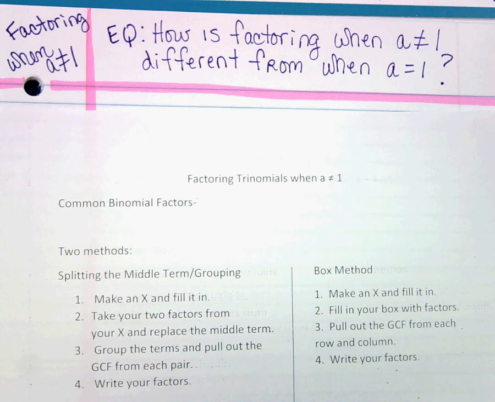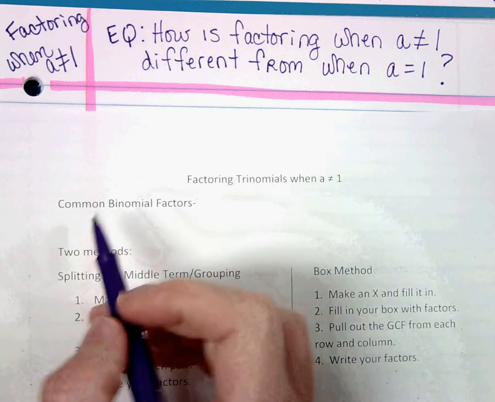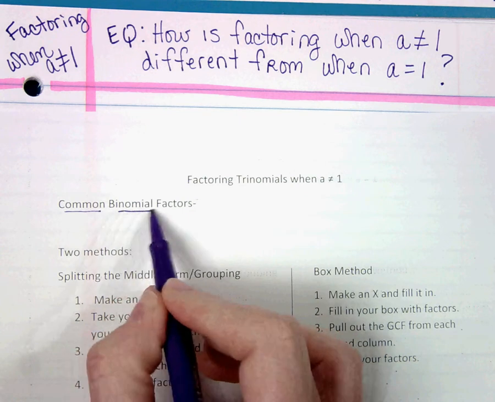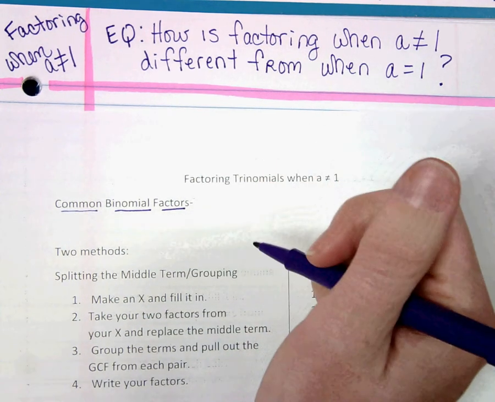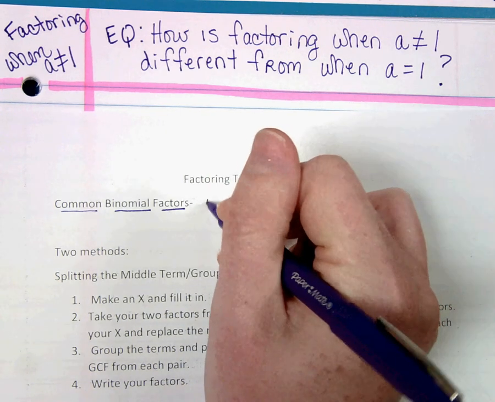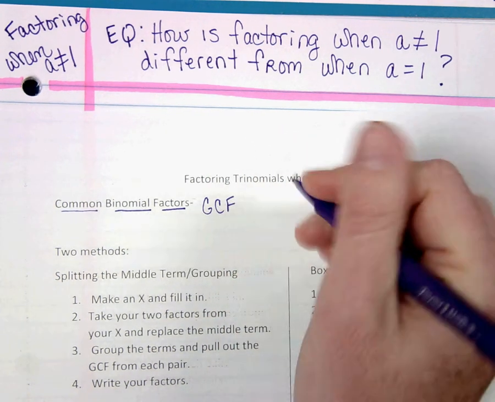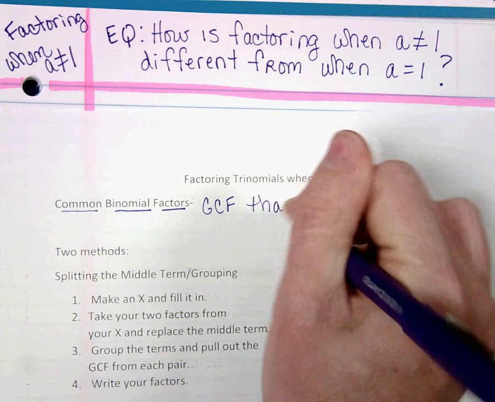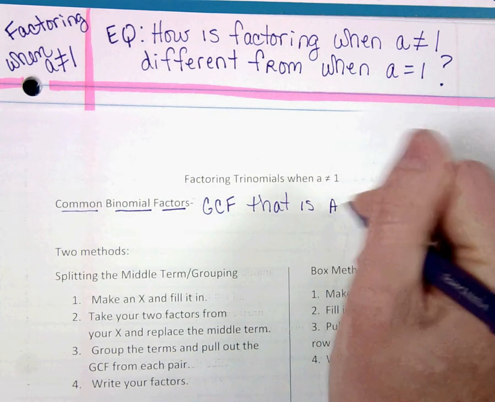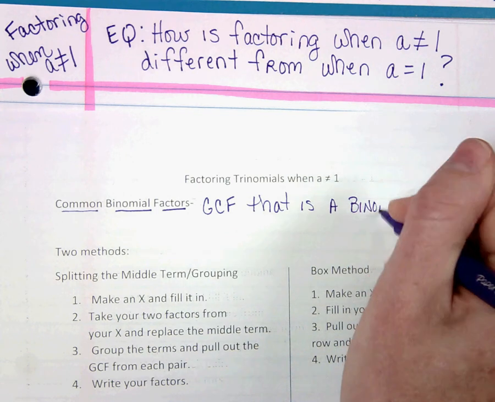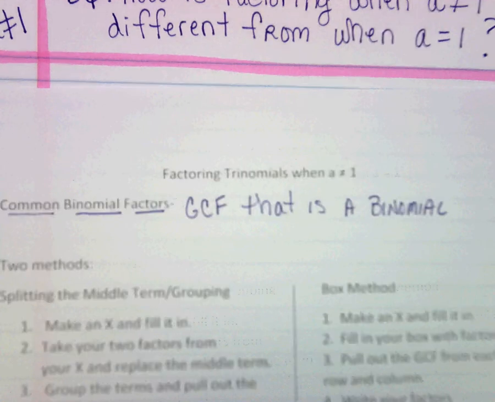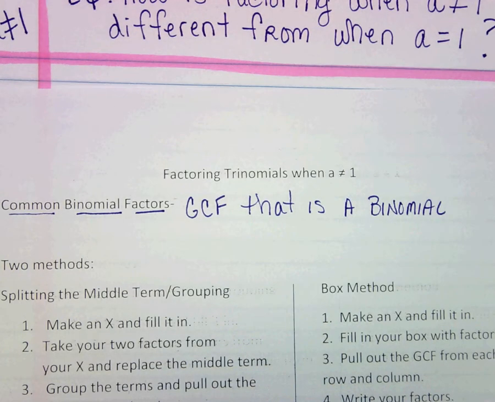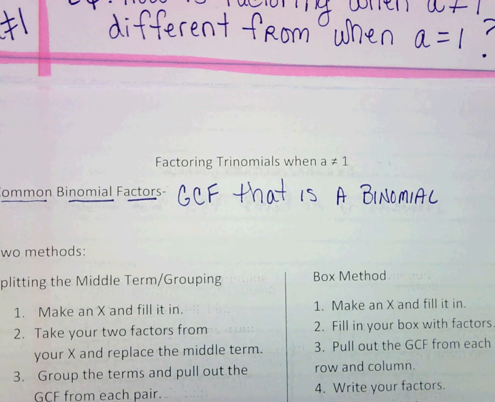So the first thing I want us to define here is common binomial factors. Basically, common binomial factors are just the greatest common factor that is a binomial. I mean, it's as simple as that. You're going to see here in just a minute when we start factoring that we're going to end up with these common factors that are binomials. And so I just wanted you to have that terminology.